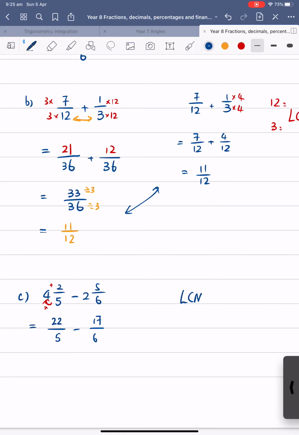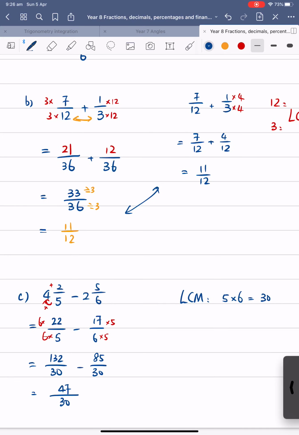We need to think about what is the lowest common multiple between 5 and 6. This time, for 5 and 6, the lowest common multiple is 30. So now we need to change both fractions into denominator equal to 30. That means we need to times here by 6, times there by 5. So 22 times 6 is 132, and 17 times 5 is 85. Once you finish that, you can subtract the numerators together. So 132 minus 85 is 47.